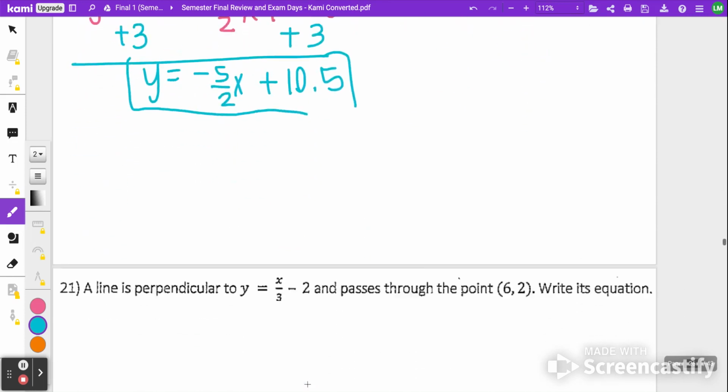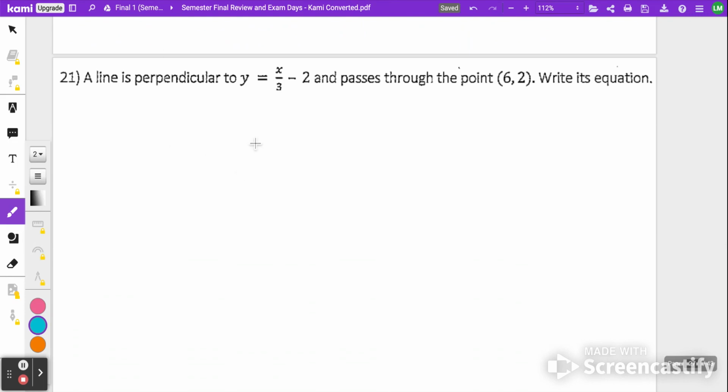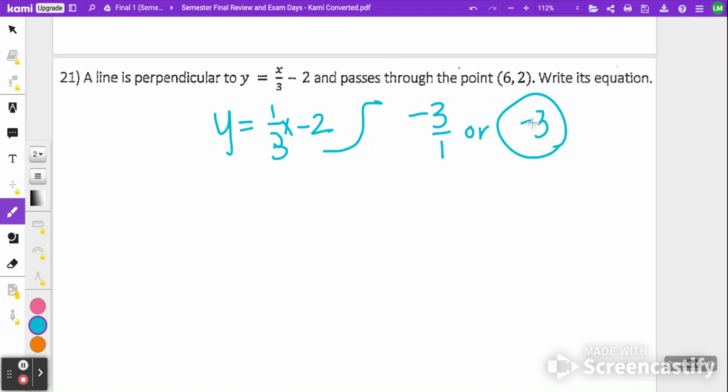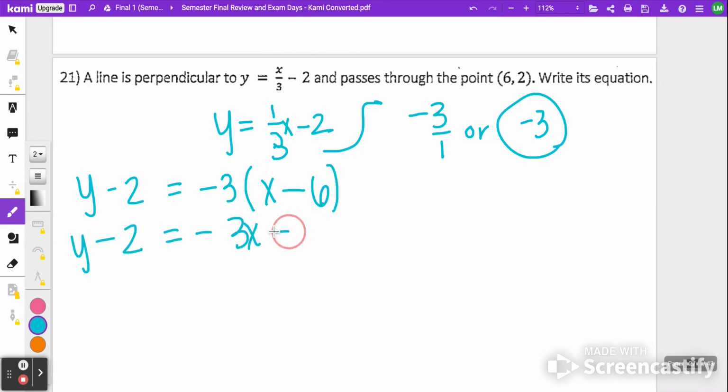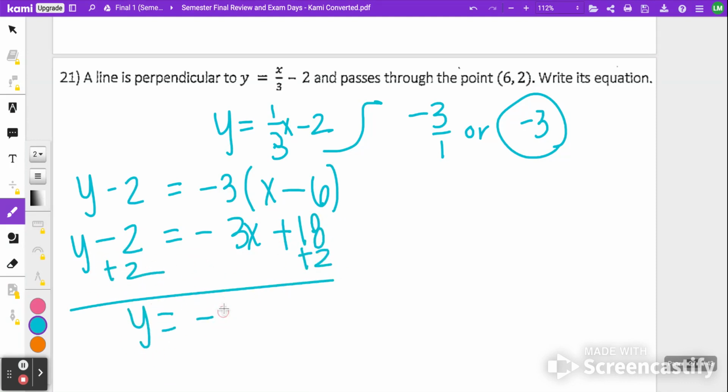For number 21, another perpendicular question. Be careful with this one. Another way to see this line, y is equal to 1/3 x minus 2. So the slope would need to be negative 3/1 or just negative 3. So that's me flipping, making the reciprocal, making it opposite. So I'm going to do y minus y1, y minus 2 is equal to negative 3, parentheses x minus x1, or x minus 6. When we distribute this, we're going to get negative 3x plus 18, and then add 2 to both sides. We're going to get y is equal to negative 3x plus 20. Okay.